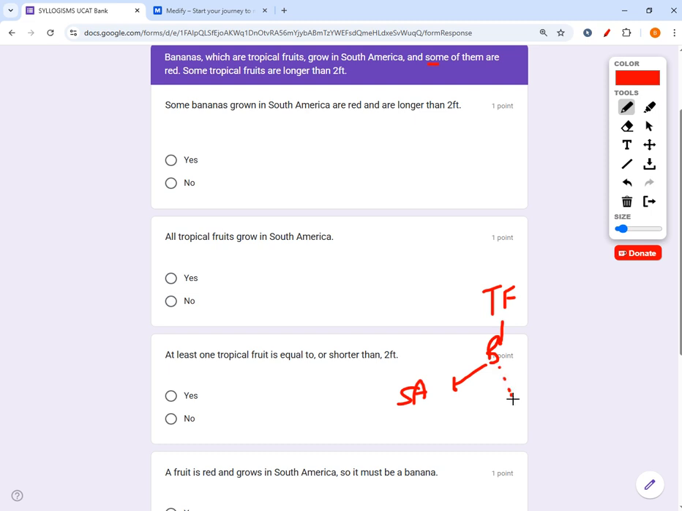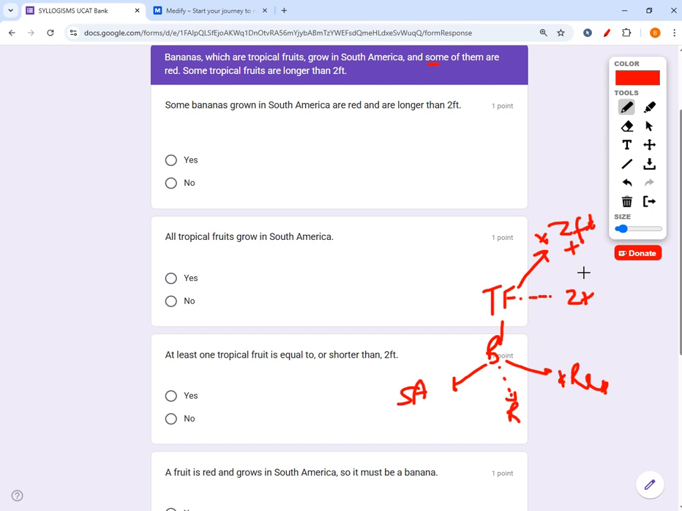Okay, some dotted line if I hear the word some. Some of them are red. Most of them are not red. Agreed. Next. Some tropical fruits, again a dotted line. Some tropical fruits are 2 feet longer, 2 feet plus. Most of them are not 2 feet plus. Right? Okay, so we've got it.